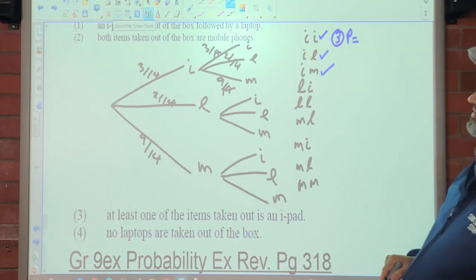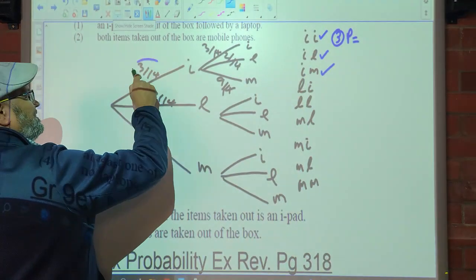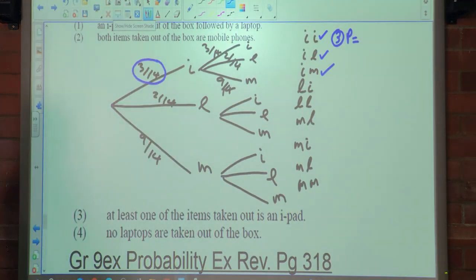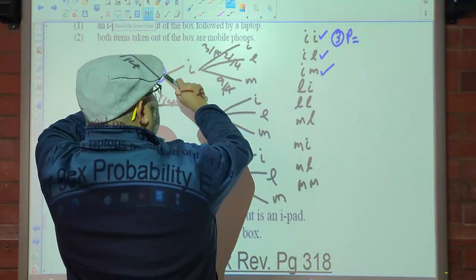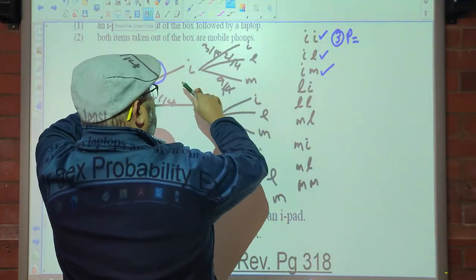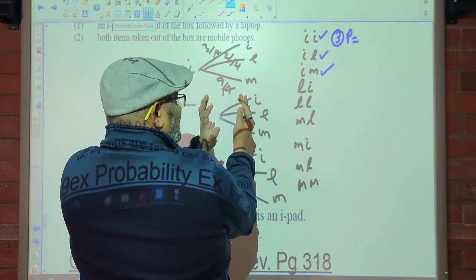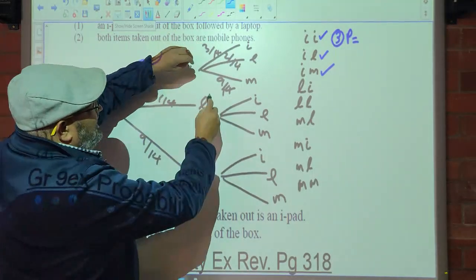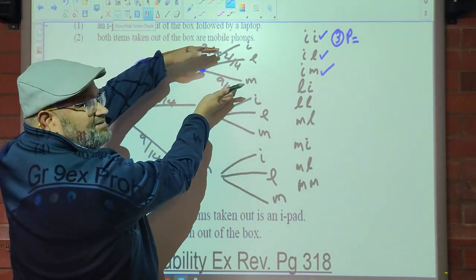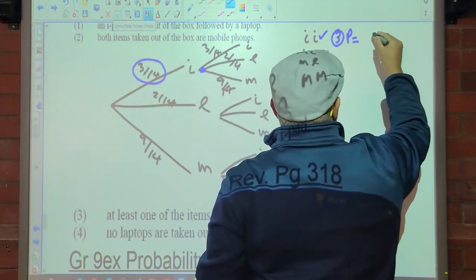So earlier on I showed you that this here could just be 3 over 14. Not so? Otherwise you could have said 3 over 14 times 3 over 14 plus 3 over 14 times 2 over 14 plus 3 over 14 times 9 over 14. If you work those three out, you would get 3 over 14. Why? Because this adds up to 1. Did you see that? And 1 times 3 over 14 is 3 over 14.